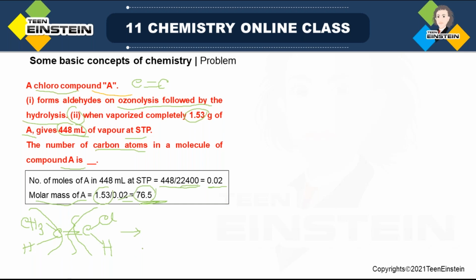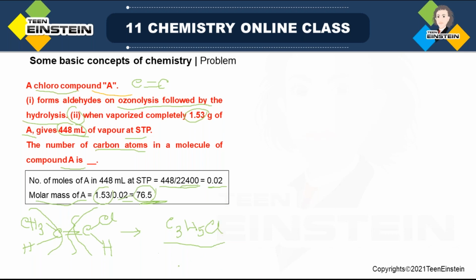But if you look at this molecule, it is basically C3H5. So you just have to follow trial and error, because the actual structure you do not know. You just have to use this information. It is giving you aldehyde and it has molar mass 76.5, and one chlorine is also present because it is a chloro compound. So this is a minimum formula. It cannot be more minimum than this.